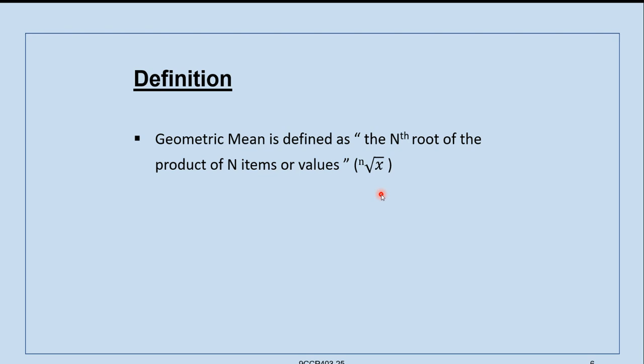Again, we can also calculate the geometric mean in individual observations, in discrete series, and also continuous series. So in individual observations, discrete series and continuous series, we will also have frequency. That frequency is taken into consideration while calculating the geometric mean. How it should be calculated, we will see in the next slides.